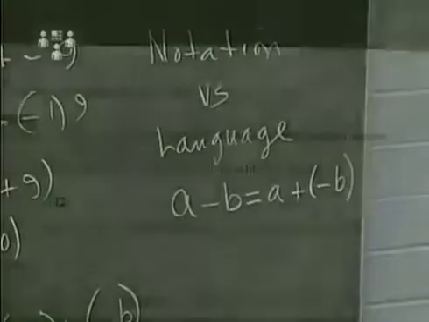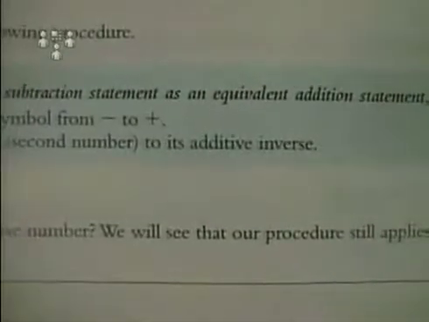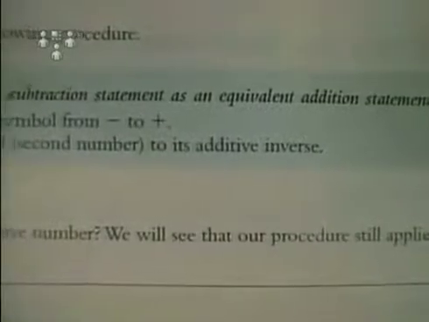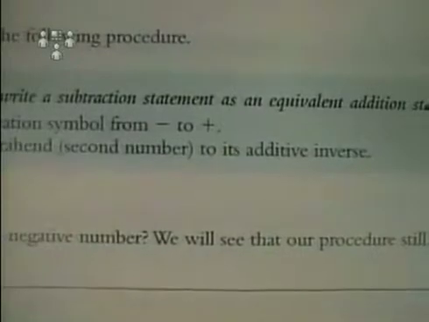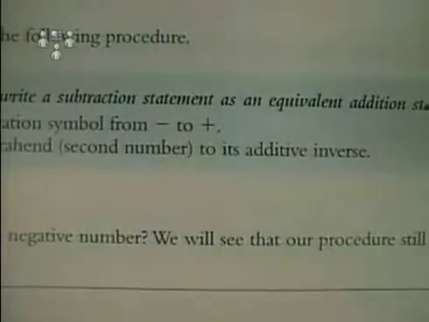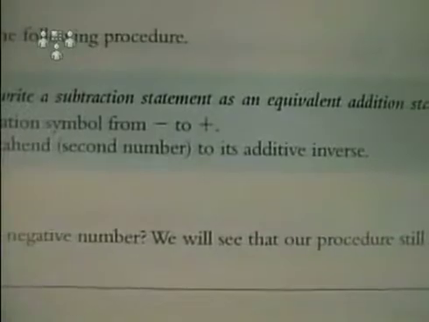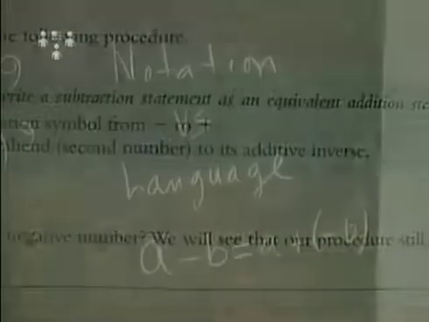as we go back to the document cam. We want to take a subtraction as an equivalent addition. So it says change the symbol, the subtraction symbol, from minus to plus. And then change the second number to its additive inverse. Coming back to the board again.